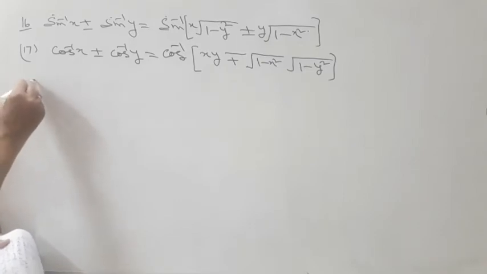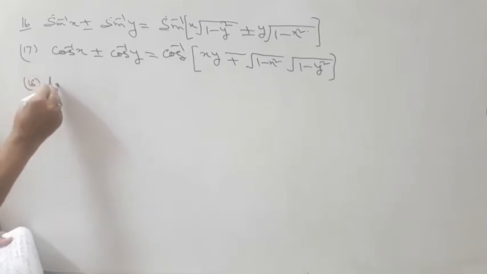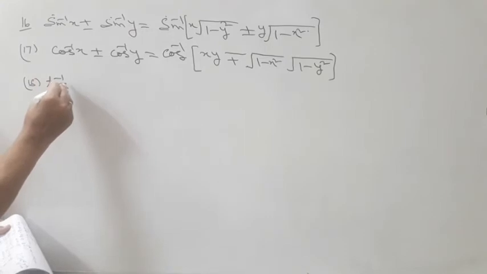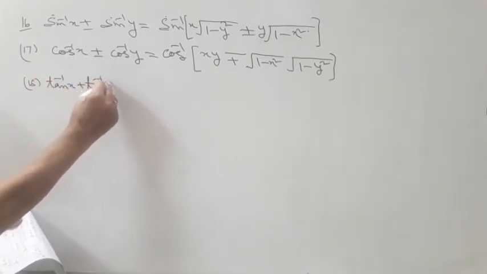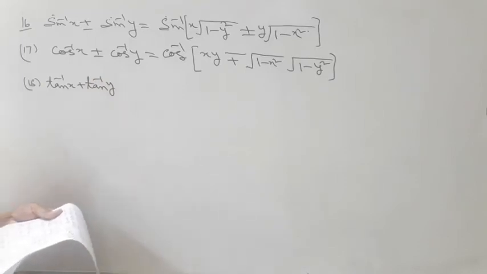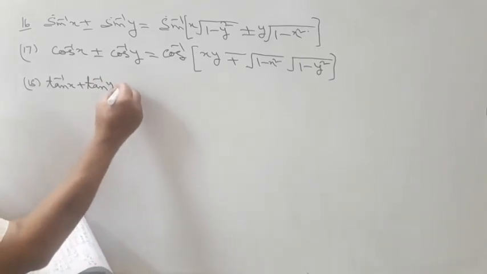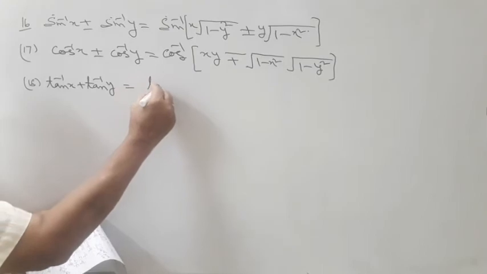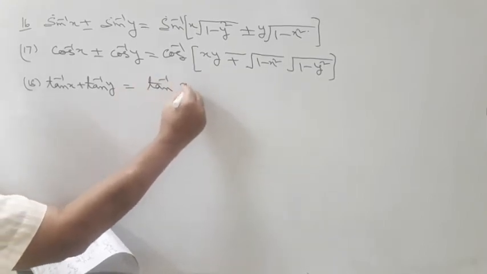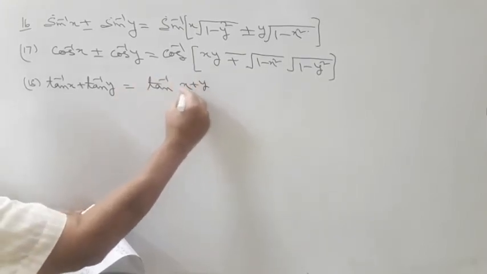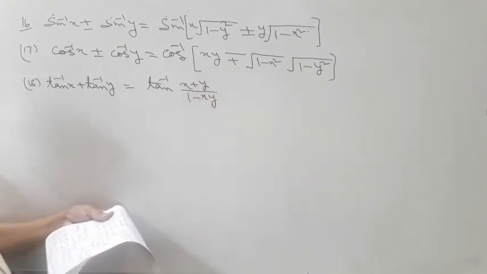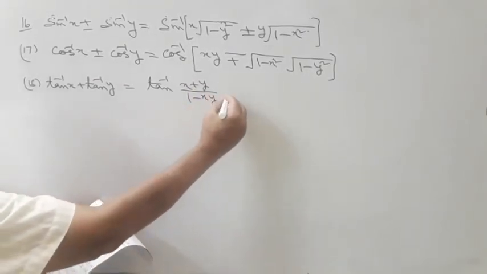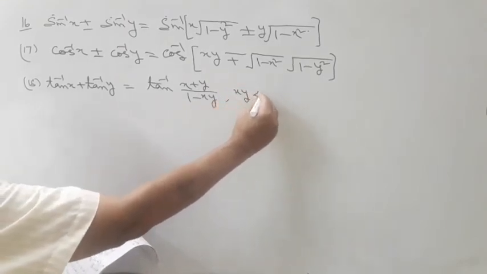18th is tan inverse of x plus tan inverse of y. Tan inverse of x plus tan inverse of y is equal to tan inverse of x plus y over 1 minus xy. Check out. It holds when xy is less than 1.